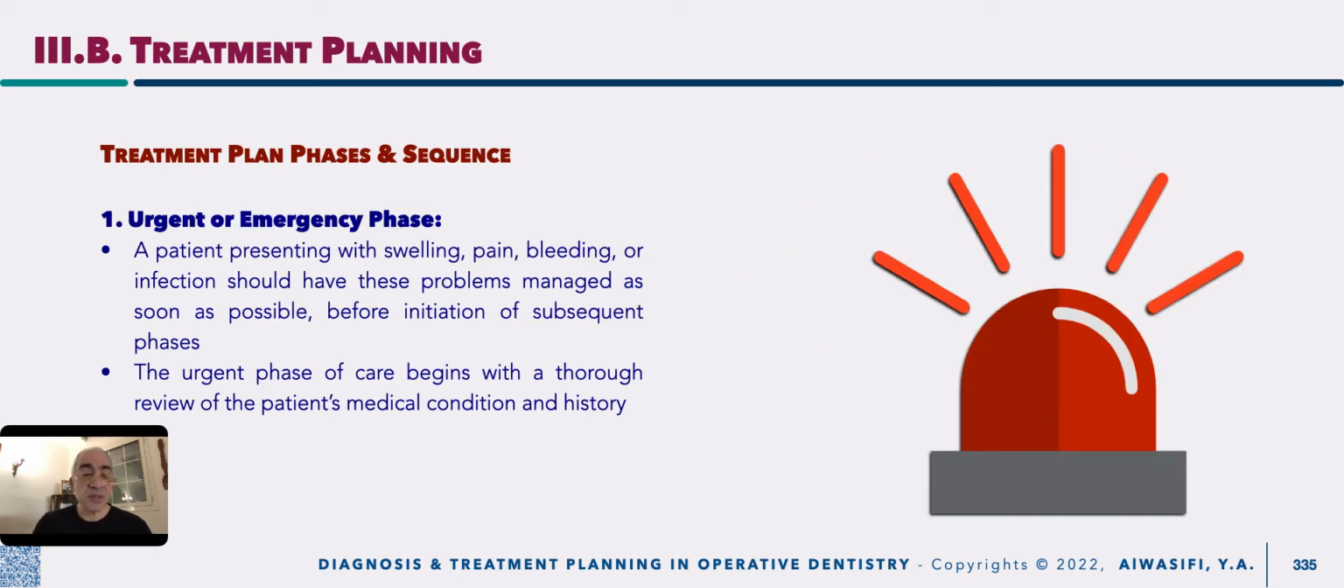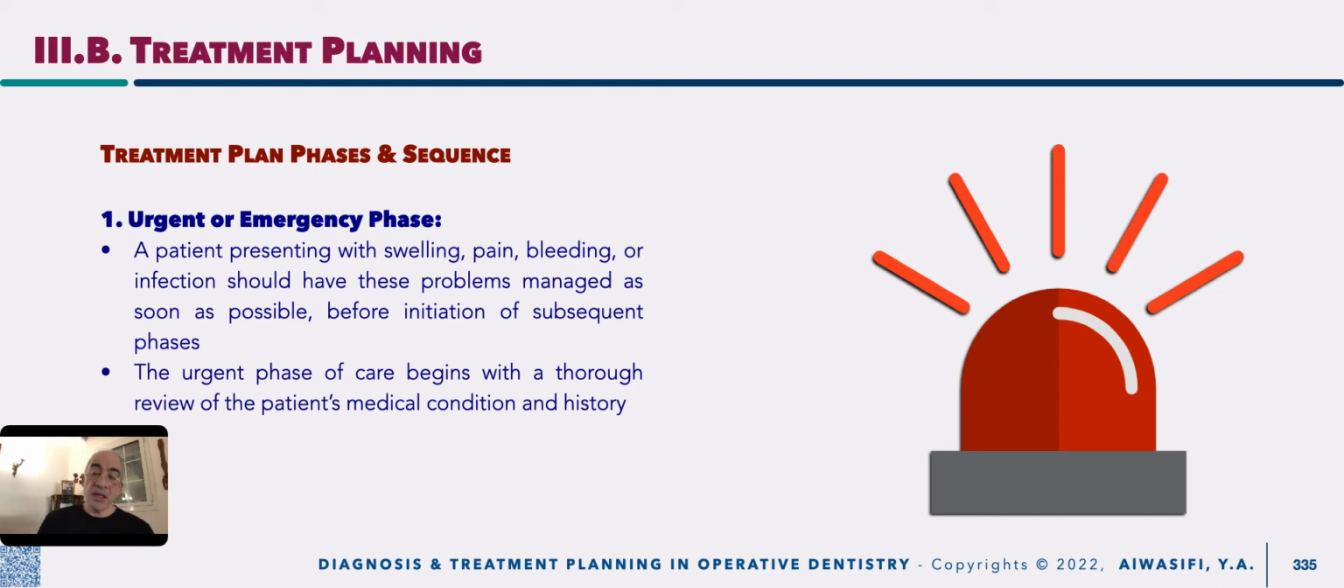Let us start with phase 1, the urgent or emergency phase. The patient in this condition may present to you with swelling, pain, bleeding, or infection that has to be managed as soon as possible before initiation of the subsequent phase. Regardless of whether this is the ideal or the best treatment or not, this is an emergency management that should begin immediately after carefully reviewing your patient's medical condition and history.